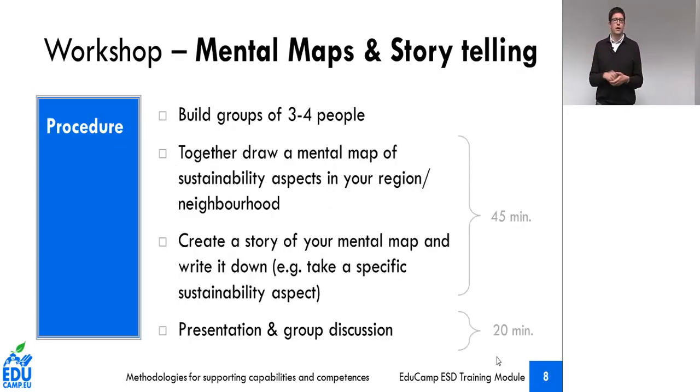Going into this now, you have the opportunity to sit together in smaller groups or to do this on your own, depending on whether you're sitting alone in front of the screen or in smaller groups. So build groups of 3 to 4 people or do it alone. Together draw a mental map of sustainability aspects within your region or your neighborhood. Think about where you are living. Are you living in a city or in a remote rural area or in a village, wherever? Draw it down on a white sheet of paper with different colors, how you imagine or remember this region.